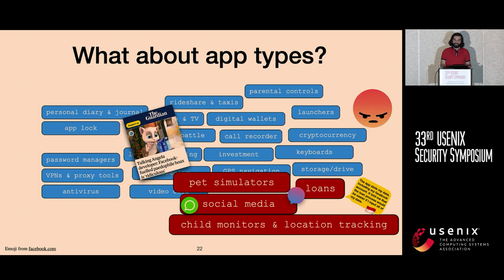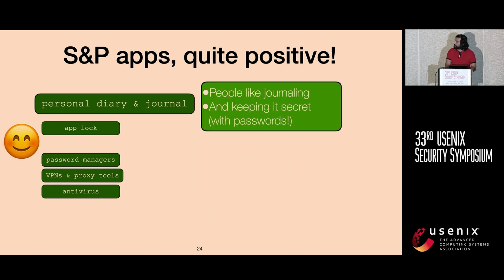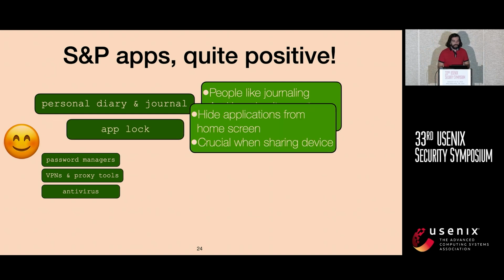With child monitors and location tracking, while parents really like these things, the children do not, which explains the negative sentiment. On the other hand, if your application's primary feature is to provide security and privacy, people are really appreciative of that. For instance, with personal diary and journaling applications, turns out people like journaling, and they like to keep it hidden with a password. With application lockers, this is a very interesting category of applications where you get to hide applications from your home screen under another lock screen, separate from your phone's lock screen. You can also manage your album like this. It's crucial if you're sharing your device with someone.